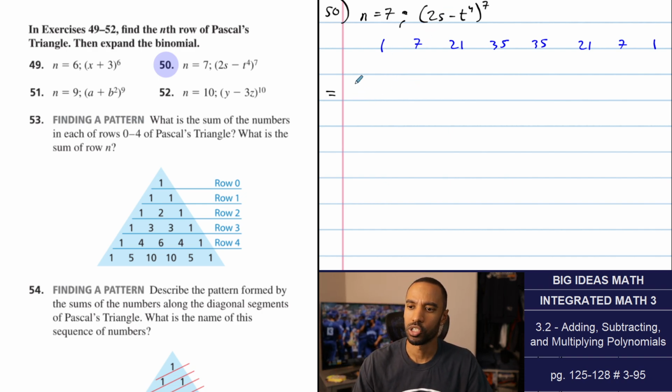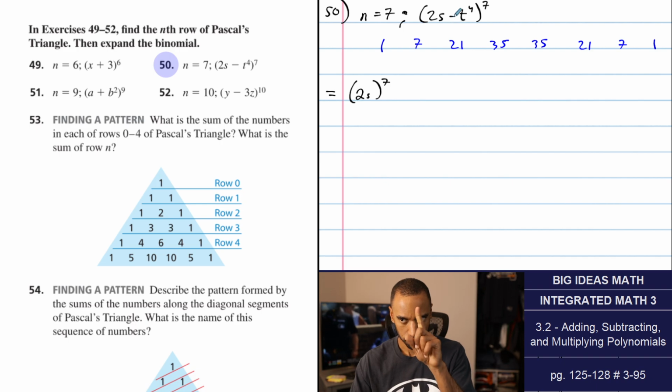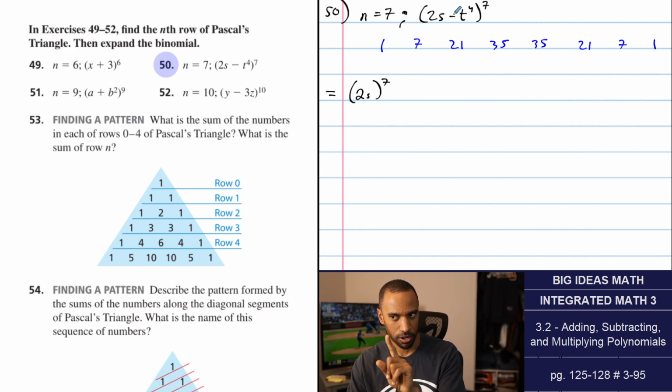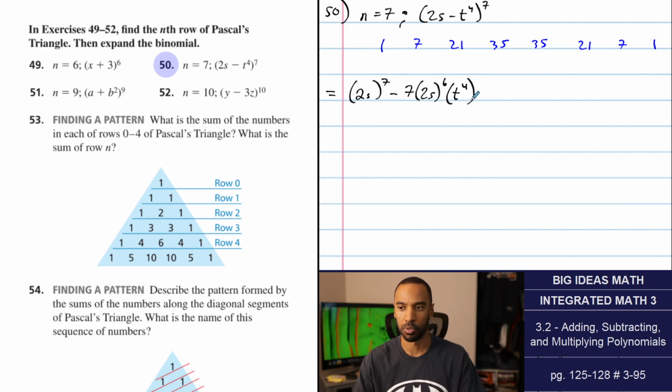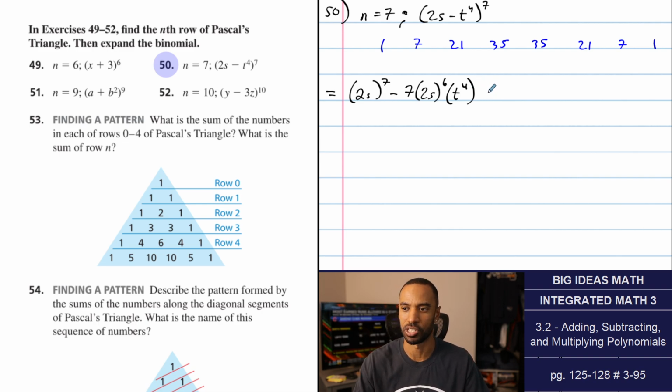All right, we're going to start with 2s. That's not a 25, by the way. That's 2s to the 7th. I'm going to alternate signs right here and right now, as in you know the sign's going to alternate. So minus, and then 7 times 2s to the 6th. These are already going to be big numbers. And then times t to the 4th. Okay, there are 2 variables in here. You really got to be careful with that set.